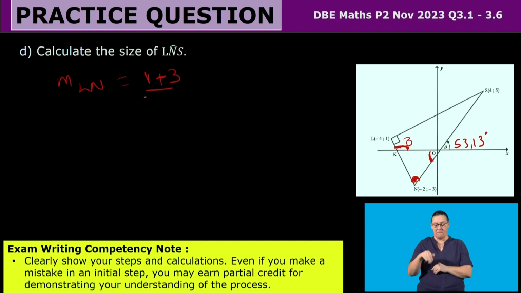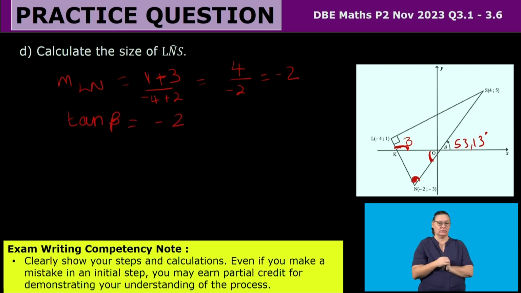So gradient of LN is going to be 1 minus 3, so it becomes 1 plus 3, all over negative 4 minus 2. So minus 4 minus 2 would become plus 2. So I end up with 1 plus 3 is going to give me 4 over negative 2. So my gradient here is negative 2. So therefore I can say tan of beta is equal to negative 2. And that's going to help me work out that angle of inclination of line LN. Using the calculator.